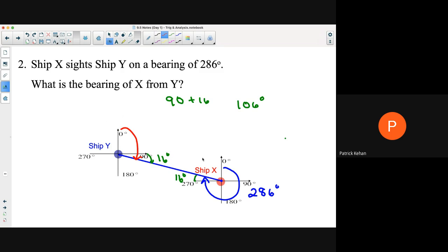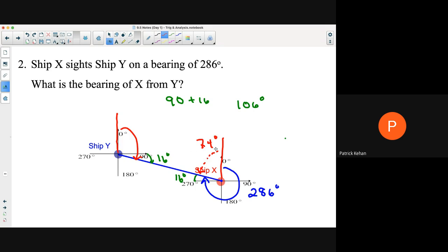So one of the things you could do is, again, look at the north line of ship X and the north line of ship Y here. These same side interior angles right here are supplementary, right? So if we needed to, we could find this angle here, right? I know that that's a full rotation of 360, and I know the given angle here is 286. So if I subtract 286 from 360, let's see what that gives us. That's going to give us 74 degrees. So this angle here is 74 degrees.